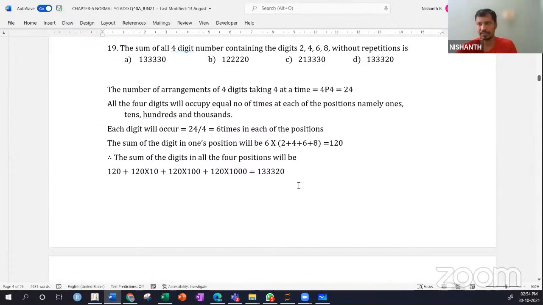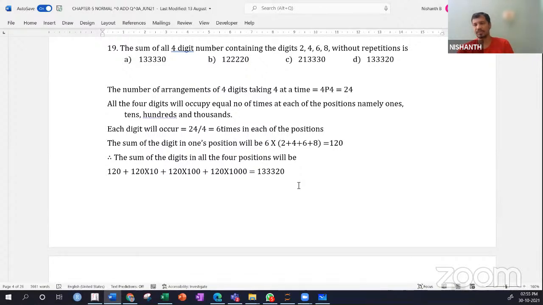The sum of 4-digit numbers containing the digits 2, 4, 6, 8 without repetition. Again, there is an approach to this problem. Last time I explained why this approach is adopted. But when you are delivering the solution, you need not worry too much about why this method is adopted, but you should know the method. That is what it takes ultimately. So as of now, you can just remember this approach.